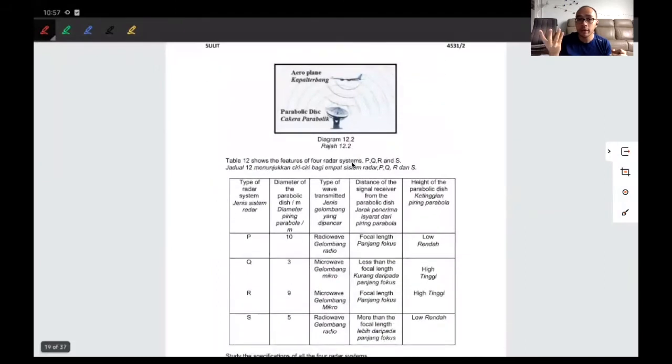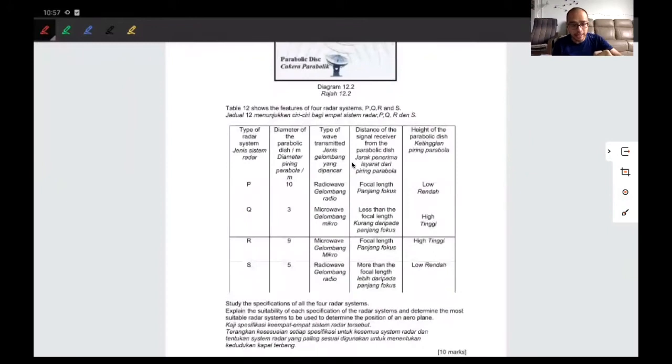So same thing, aeroplane, parabolic disc, and so on. In this case, they are giving you numbers: 10, 3, 9, and 5. We never write numbers in our answer. What do we write? We write the diameter of the parabolic dish should be big. Please never write the number. I know they give the number, but never write the number. In your mind, you are thinking either 10 or 9. So this is the big one, 10 meters.